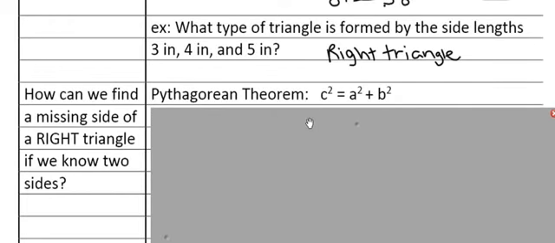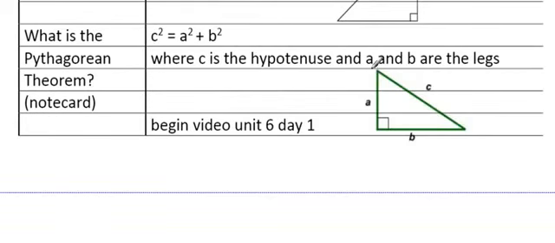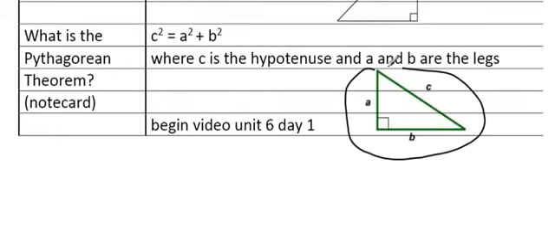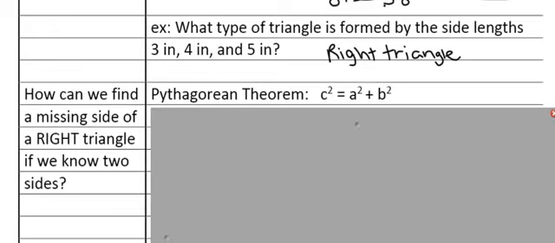Pythagorean theorem says that c squared equals a squared plus b squared, and c represents the hypotenuse, a and b represent the legs. And you can recall this from the vocabulary where a and b were the legs and c was the hypotenuse. And again, if you can't remember the word hypotenuse, just remember that c represents the longest side.